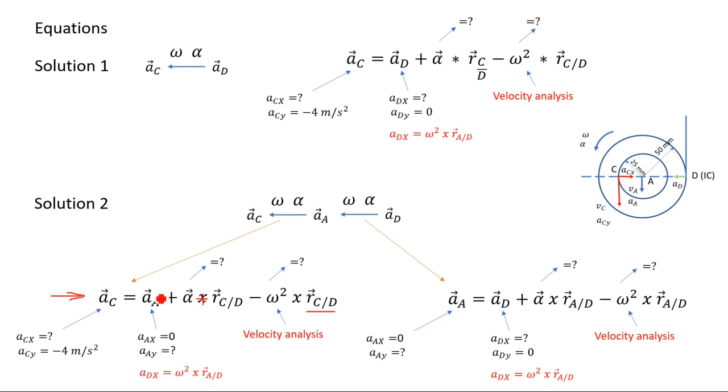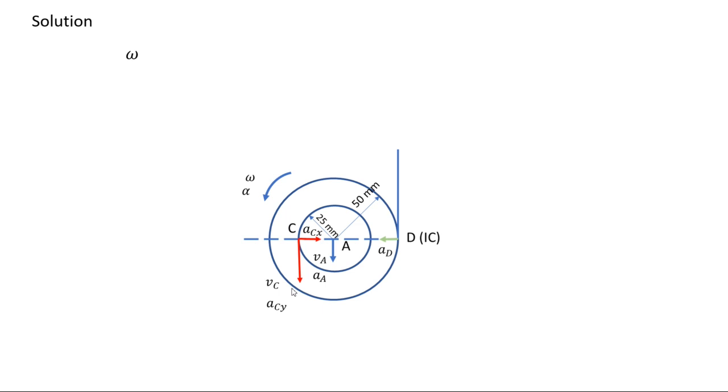So now we can use either, but we're going to use the one that has more knowns. So we start first by finding the value for the omega. If this will be the IC, and this velocity is perpendicular to it, then the VC is equal to the omega multiplied by the distance from C to D, which is 0.075 meters. So if I know what the velocity is, I divide it by the distance, and this will give me the omega. To determine the omega, I'm going to use the velocity analysis.